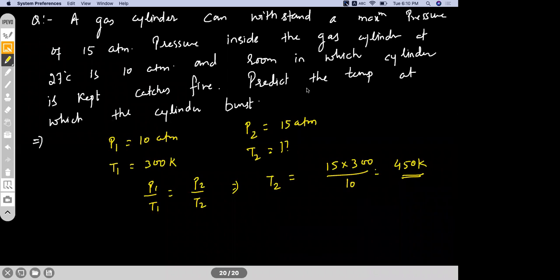Okay, so what I was discussing here is that sometimes in this question, if they give you the melting point of the cylinder as 400 Kelvin, in that case the cylinder won't burst, but it melts, because the melting point is lesser than the temperature we have here at this stage, right? So keep that in mind. If the melting point of the cylinder is 400 Kelvin, then the cylinder will not burst, but it melts.